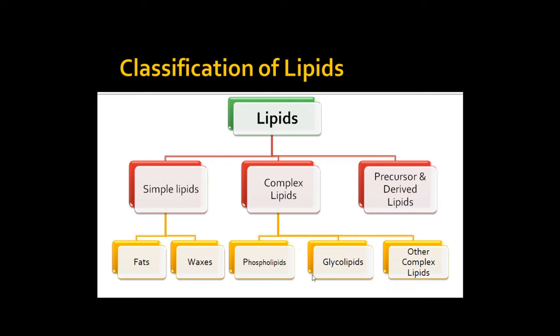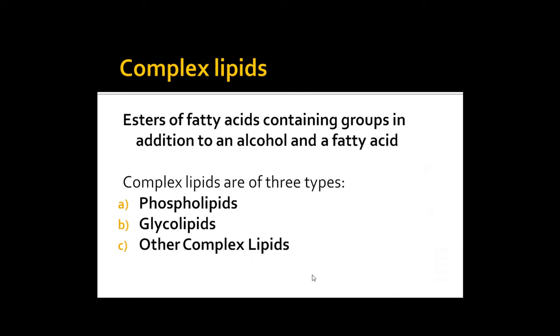After simple lipids, the second category of lipids is complex lipids, which are of 3 types: phospholipids, glycolipids, and other complex lipids. Complex lipids are esters of fatty acids containing groups in addition to alcohol and fatty acid. So the name itself indicates these are complex. In addition to alcohol and fatty acid, they have some other compound as well. Which are those compounds? Phospholipids, glycolipids, and the rest of the complex lipids.